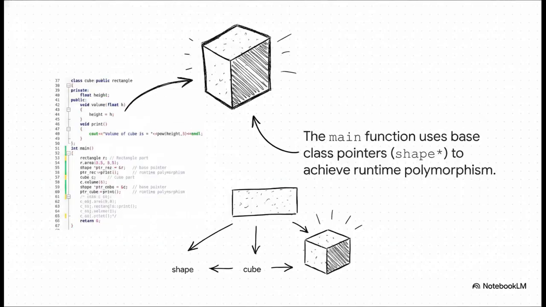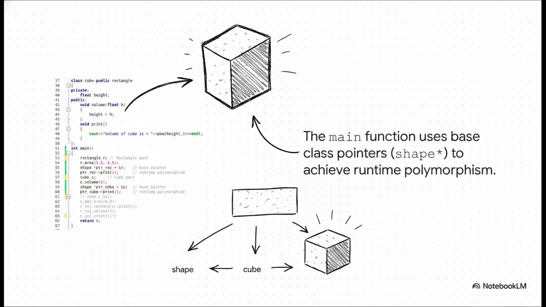And then the rectangle class comes along, inherits from shape, and it fulfills that contract by providing its own print function. And this slide right here shows you the real power of this design. We've got a cube class that inherits from rectangle. Now, look closely at our main function. Notice what we're not doing. We're not using rectangle or cube pointers. We're using shape pointers. Both of our pointers are of type shape star, but one points to a rectangle and the other points to a cube.